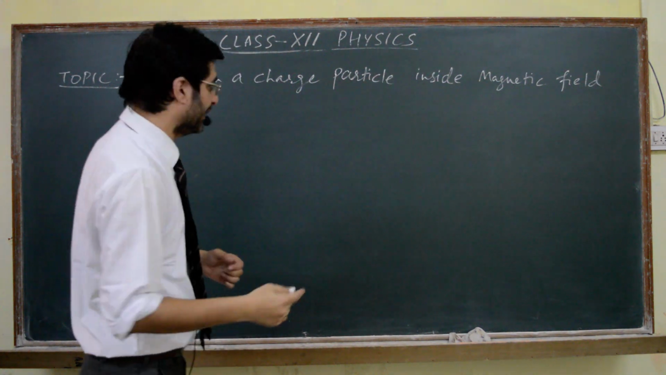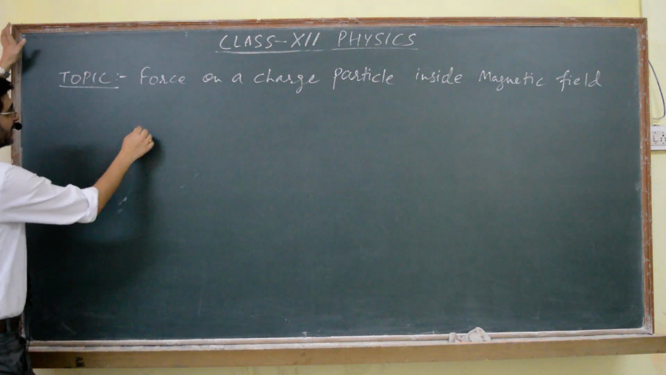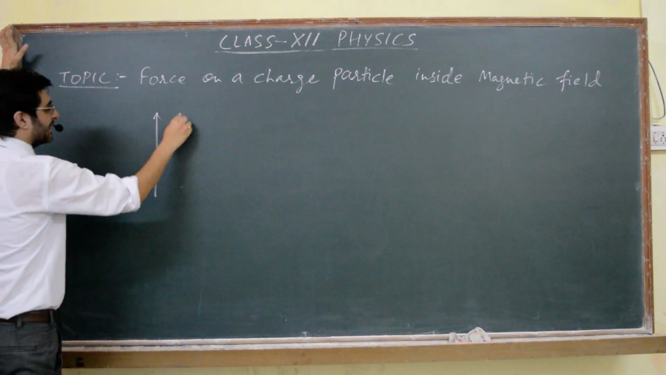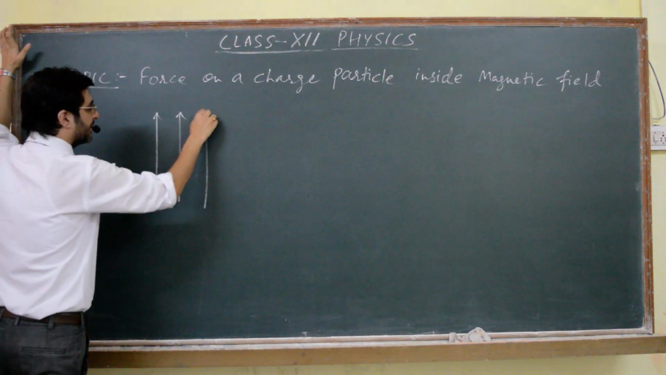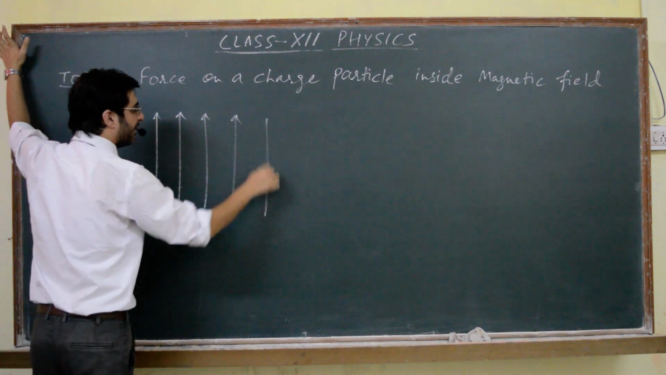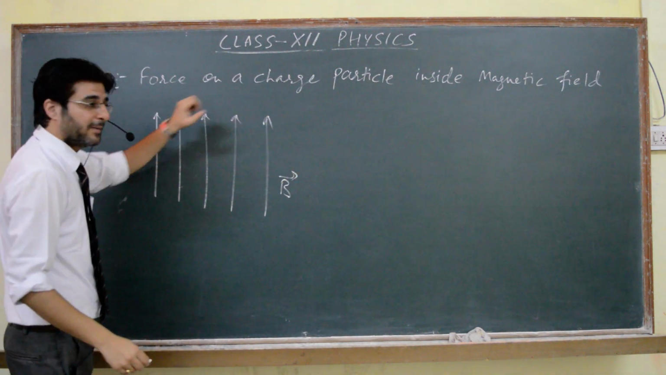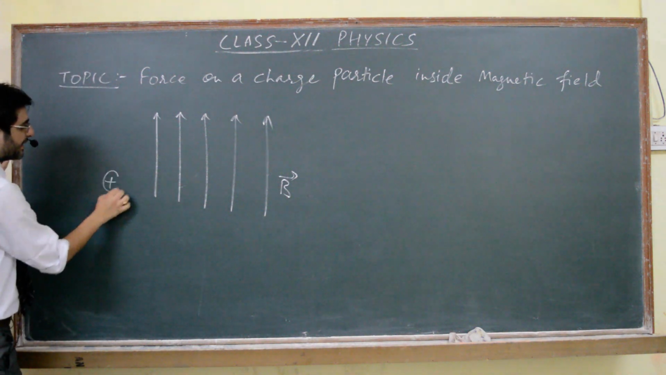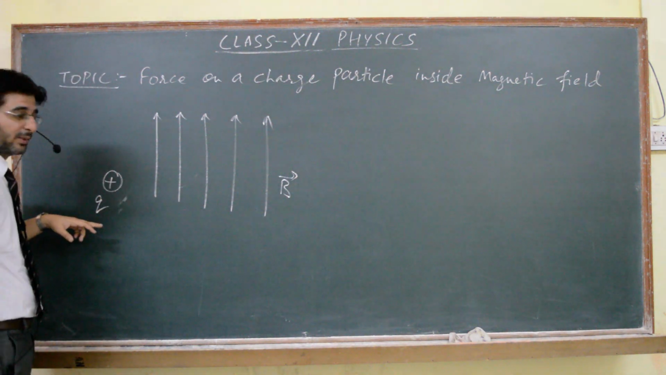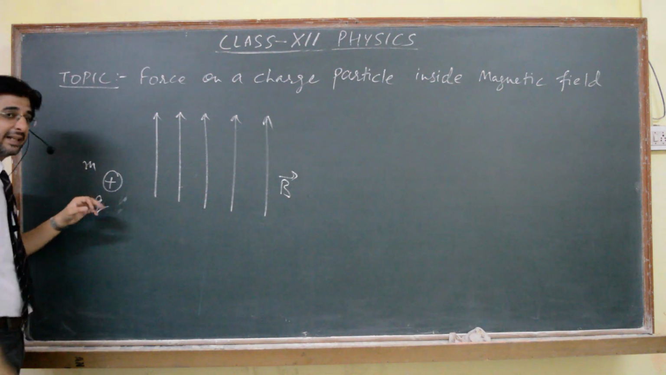One new topic we are going to introduce is what happens when a charged particle is moving inside a magnetic field. Suppose this is an area where a magnetic field is present. The direction of the magnetic field is from downward to upward. This is a charge Q, and the mass of the charge is m.